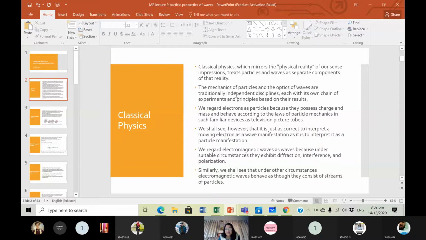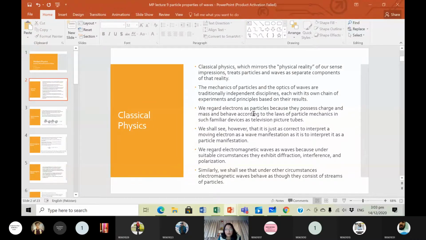Now the optics of waves is independent, a totally different topic in classical physics. Optics of waves is totally different from the mechanics of particles, each with its own chain of experiments and principles based on the results. So the mechanics of particles and the optics of waves are two independent disciplines, and each has its own experiments which prove the theories and principles that are based on their results.